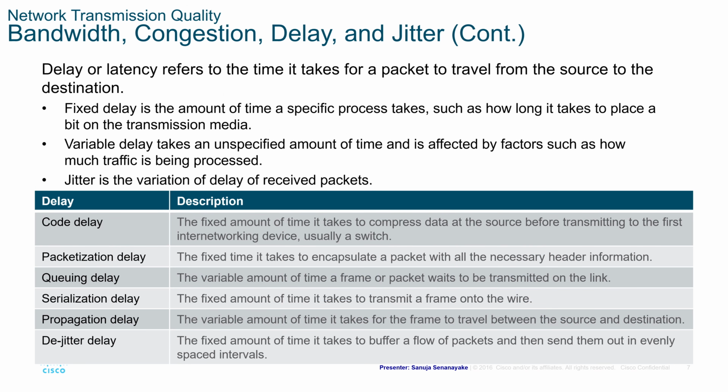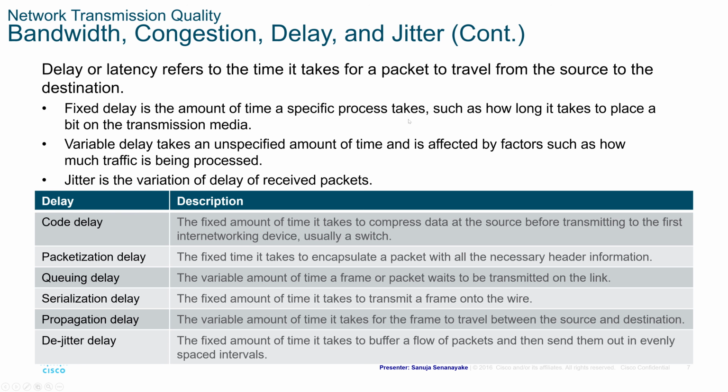Delay or latency refers to the time it takes for a packet to travel from the source to the destination. Fixed delay is the amount of time a specific process takes, such as how long it takes to place a bit on the transmission media. Variable delay takes an unspecified amount of time, and it is affected by factors such as how much traffic is being processed. Jitter is the variation of delay of received packets. So these are key important concepts that you should understand for your exams and quizzes in this particular Cisco class.